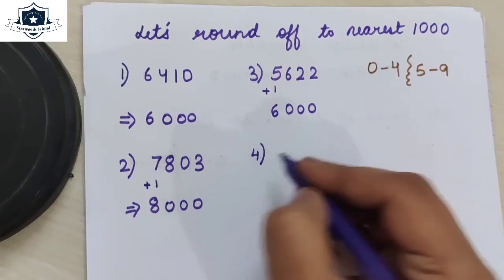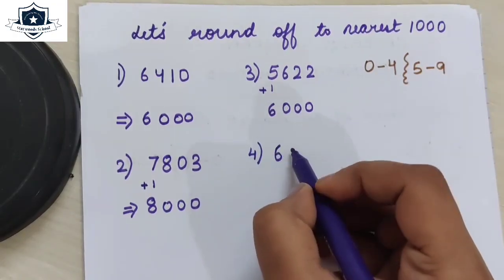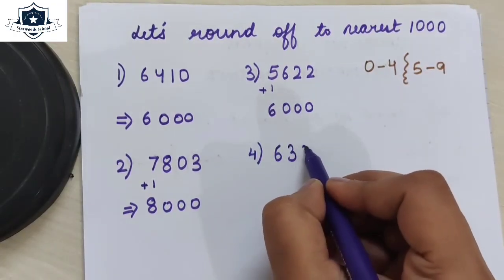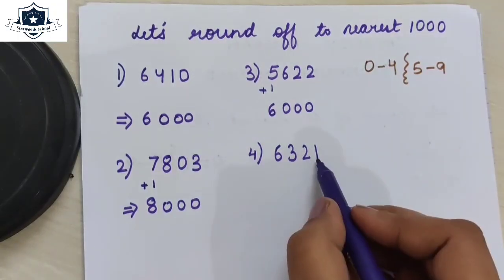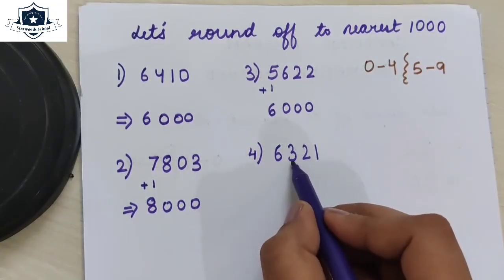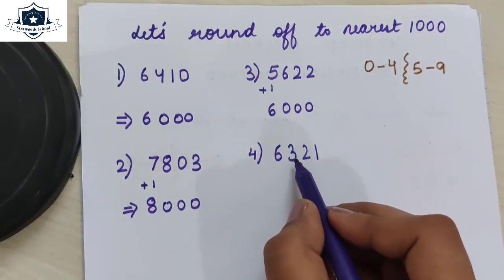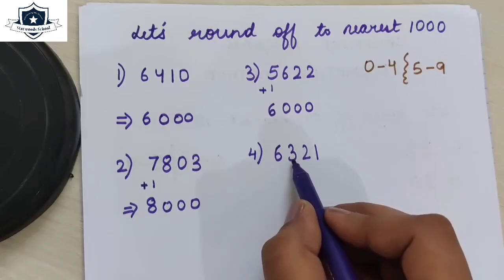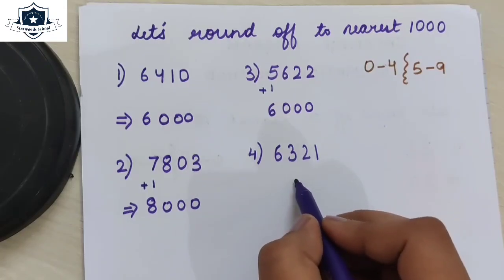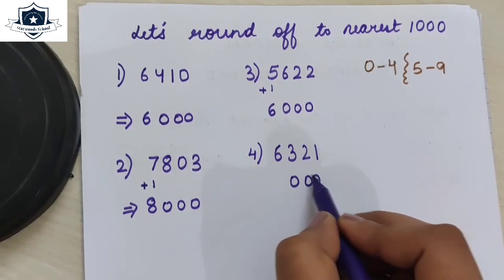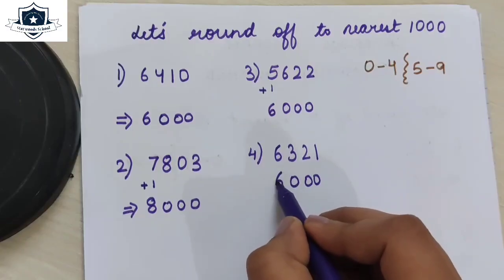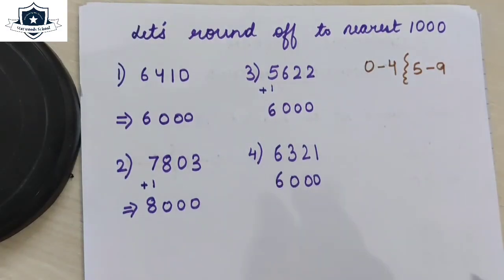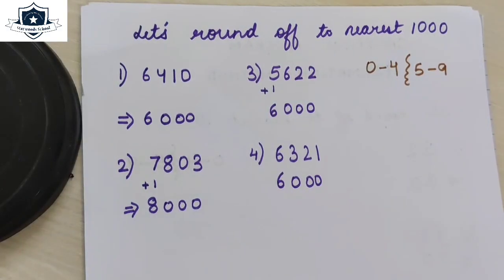Let's take up one more example. 6321. Now the third place. This is lesser than 5. This is into 0 to 4 bracket. So this will become 0, 0, 0. Nothing will be added here. So this will drop down as it is. So this is rounding off to 1,000.